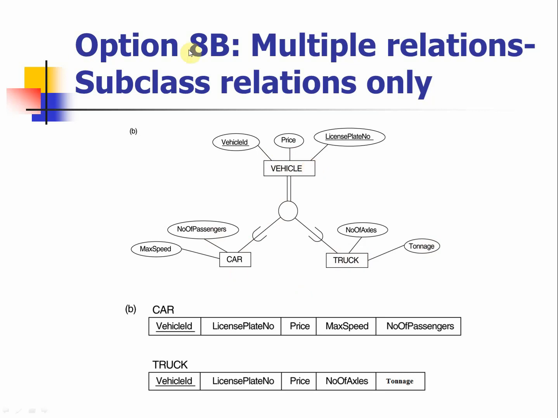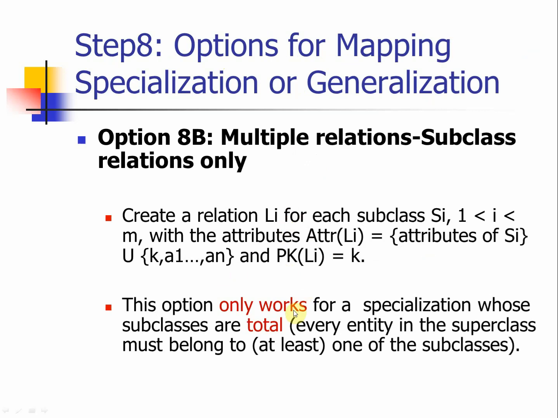And therefore, for option 8B, there's only one thing where it cannot work, which is when the relationships are not total, which means partial. So this is something very special you need to understand for step 8B here.